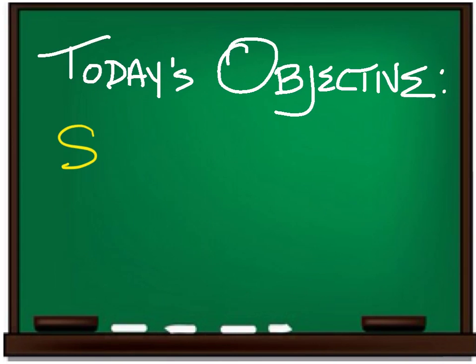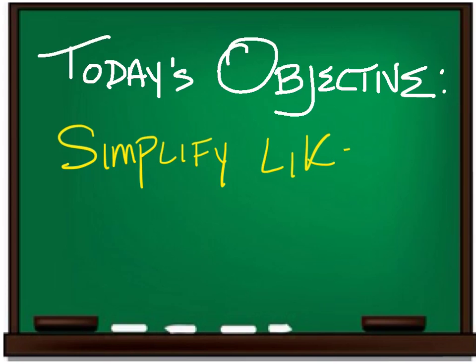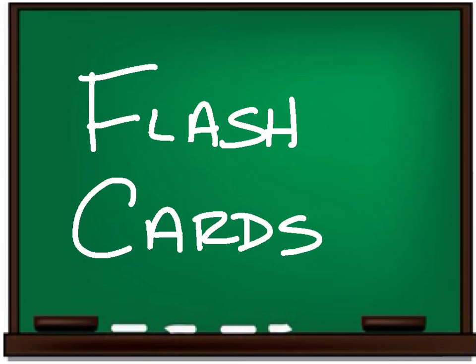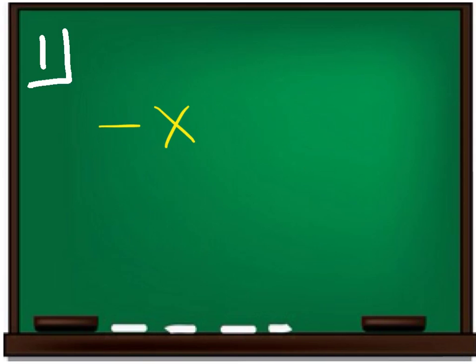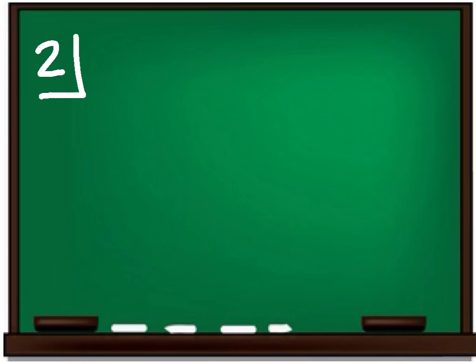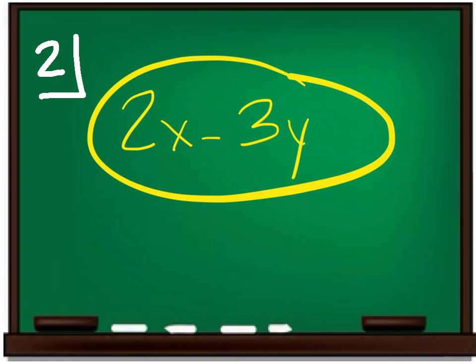Objective today is to simplify like terms. You will have a 500-point quiz on Thursday. Flashcards. Negative 4x. Stays the same, nothing to simplify.